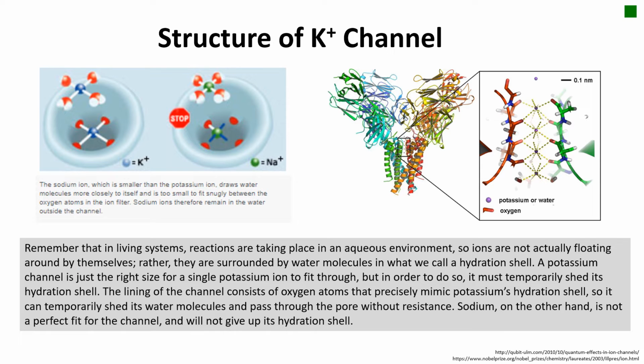Remember that in living systems, reactions are taking place in an aqueous environment, so ions are not actually floating around by themselves, rather they're surrounded by water molecules in what we call a hydration shell. A potassium channel is just the right size for a single potassium ion to fit through, but in order to do so, it must temporarily shed its hydration shell.